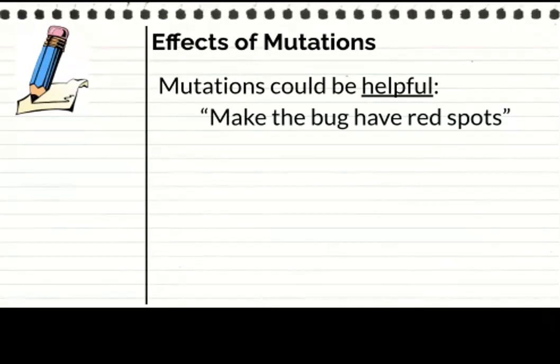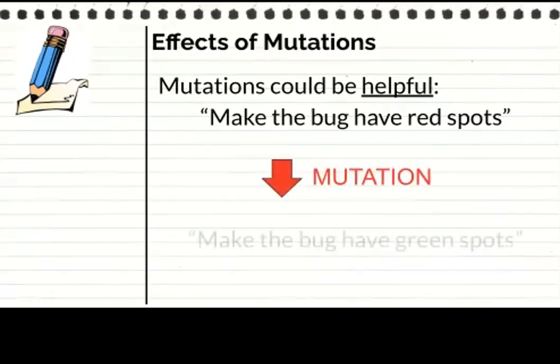For instance, what if the DNA code said, make the bug have red spots? Okay. But then there was a change in the gene, the code, something happened to the DNA message where instead of it saying, make the bug have red spots, it accidentally said, make the bug have green spots. Okay.